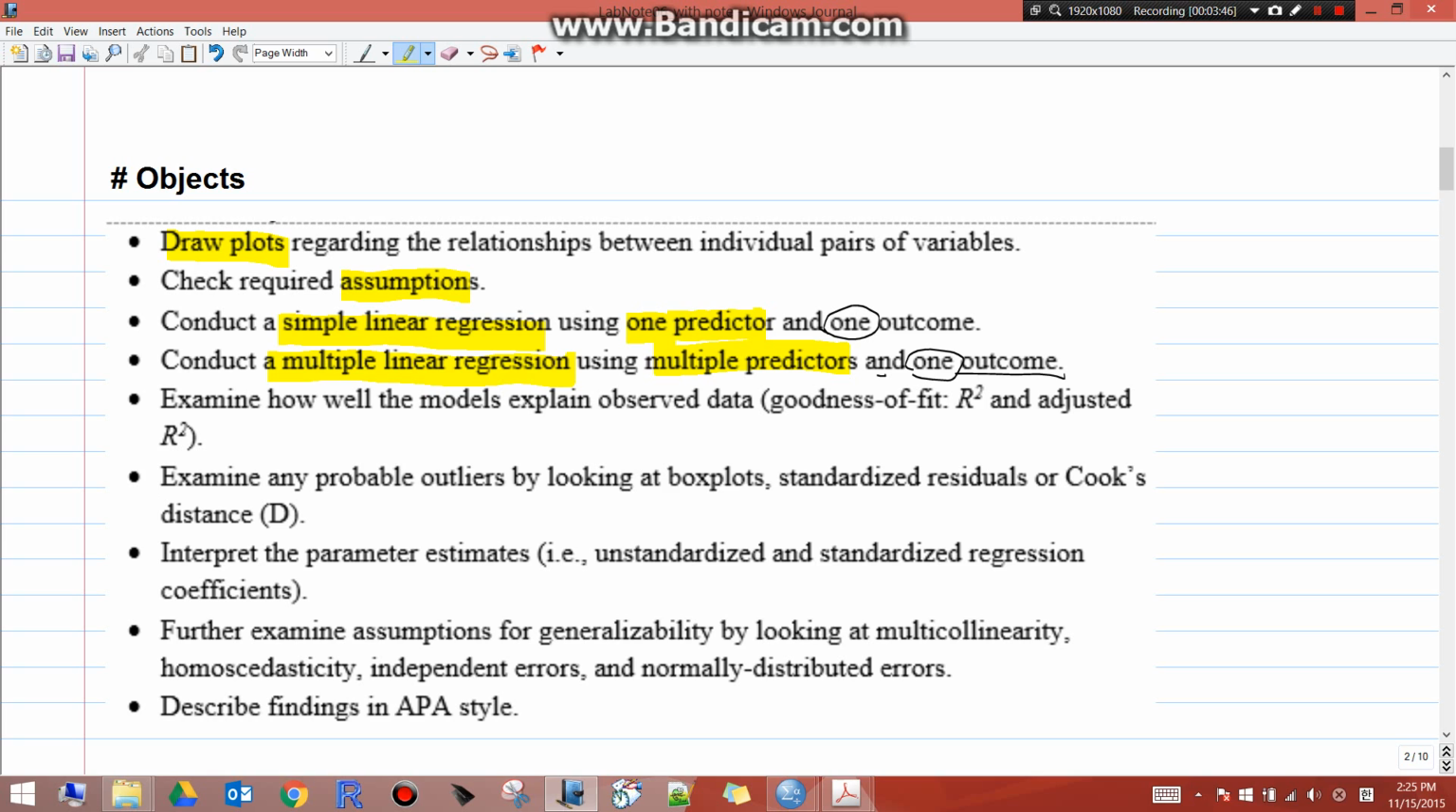Once you fit the model, you may want to know whether your model is good enough. So we're going to talk about the model fit, goodness of fit, such as R squared, and specifically we're going to cover adjusted R squared, because R squared is biased, as we talked about before.